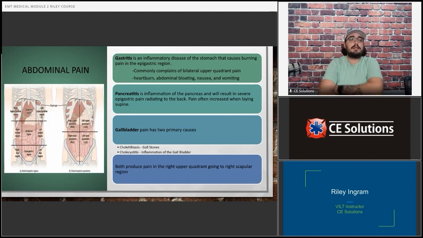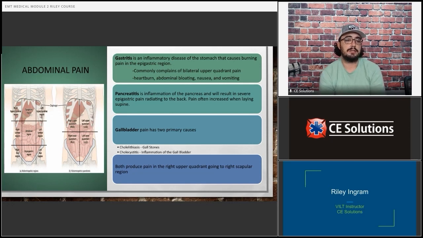Okay, so gastritis. It's going to be an inflammatory disease of the stomach that causes burning pain in the epigastric region. Commonly complains of bilateral upper quadrant pain, so both upper quadrants, right? Heartburn, abdominal bloating, nausea, and vomiting are all symptoms of this. And you've got pancreatitis. It's the inflammation of the pancreas, will result in severe epigastric pain radiating to the back. It's often increased when lying supine.